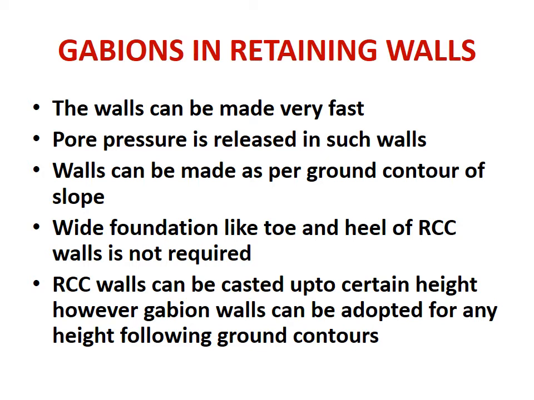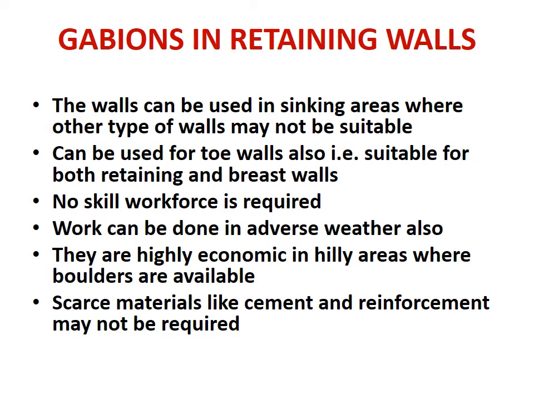And RCC walls can be cast up to a certain height only. However, gabion walls can be adopted for such structures where, say, in slope protection we require a large area or large length, so there also we can use them and utilize the ground contours for gabion walls. Then the walls can be used in sinking areas also. There are some sinking areas where ground level goes on sinking, and if we use any other material, say RCC, that fails, so it is always better to use gabion walls. Gabion walls will take the settlement, or even if it fails in certain regions, then it can be replaced easily.